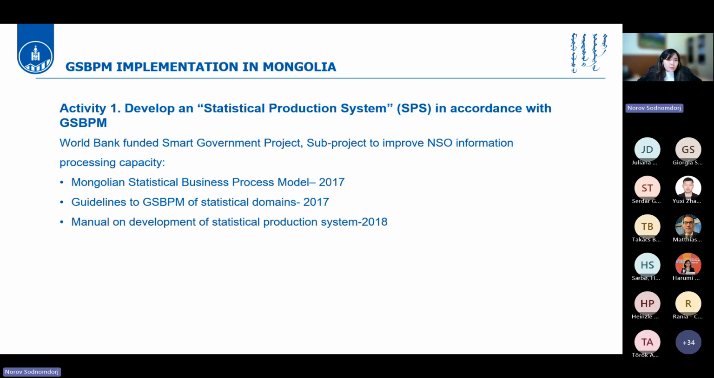For this presentation, I would like to share 4 main activities related to the GSBPM implementation to assure quality. At the very first, in 2017, we initially introduced our national GSBPM, which has 8 phases and 44 sub-phases, based on the GSBPM 5.0 version. Following that, we also developed 2 manuals. The first one is the GSBPM for the statistical domains, and also the manual for developing the statistical production system of Mongolia.